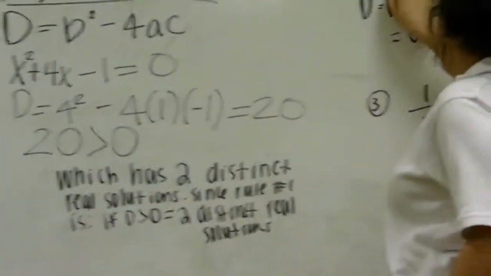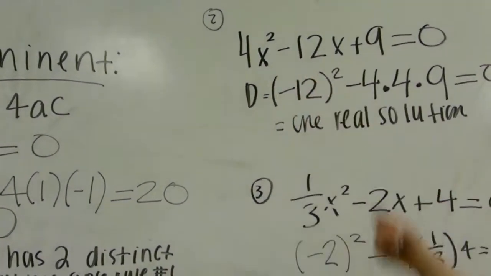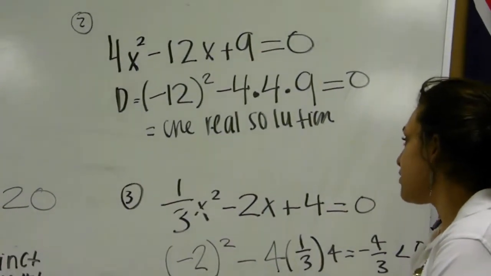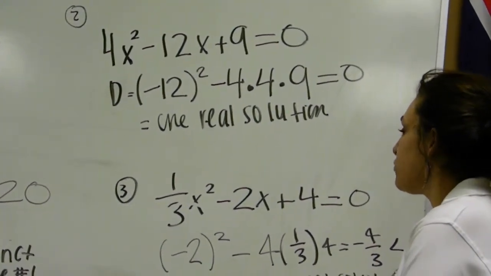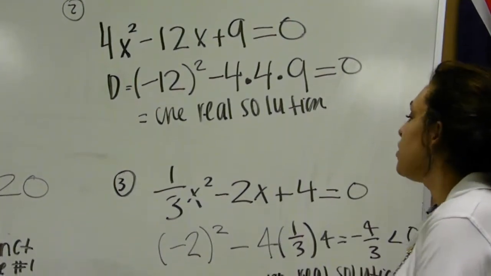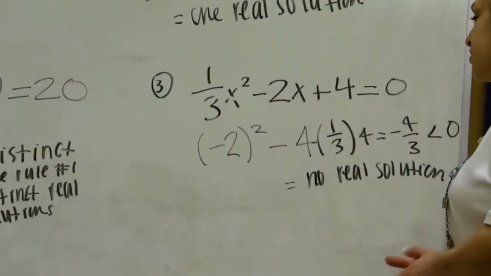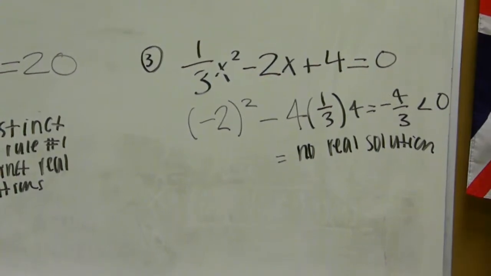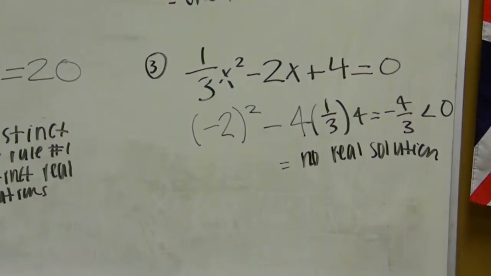Number 2, another type is this one: 4x squared minus 12x plus 9 equals 0. D equals negative 12 squared minus 4 times 4 times 9, which equals 0, which has one distinct real solution. And the last example is 1/3 x squared minus 2x plus 4 equals 0, which is negative 2 squared minus 4 times 1/3 times 4, which equals negative 4/3, which is less than 0, which has no real solution.